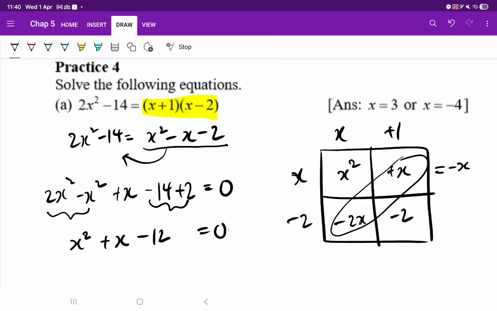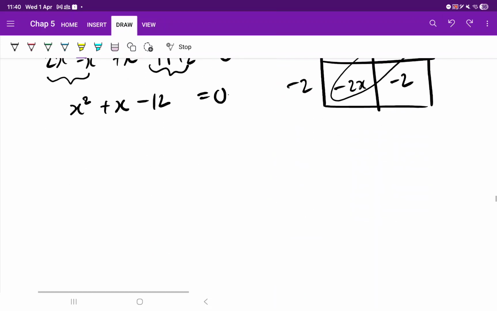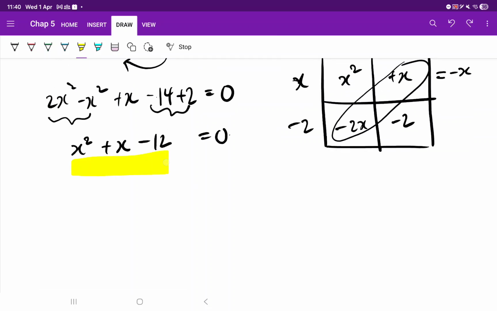The common mistake will be that people write minus 16 for this. That would be a common mistake. Alright? Okay. Factorization now. I now have this term that I need to factorize.